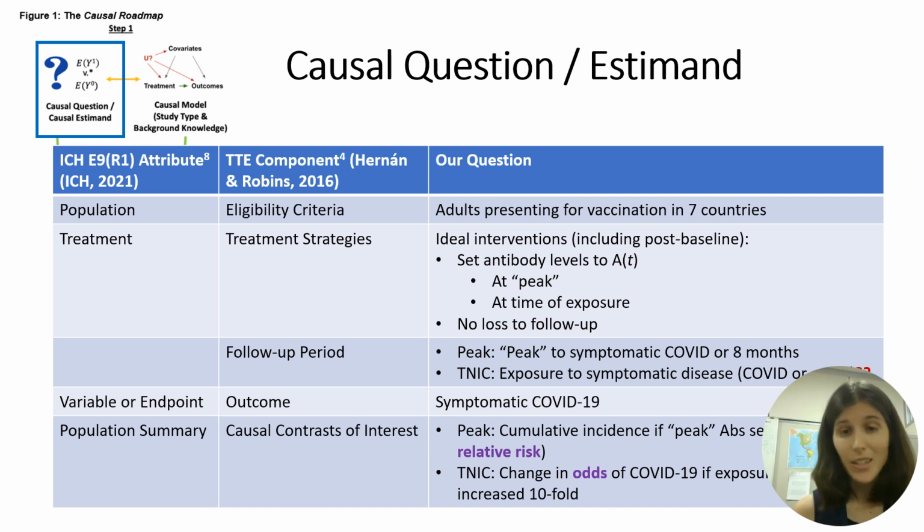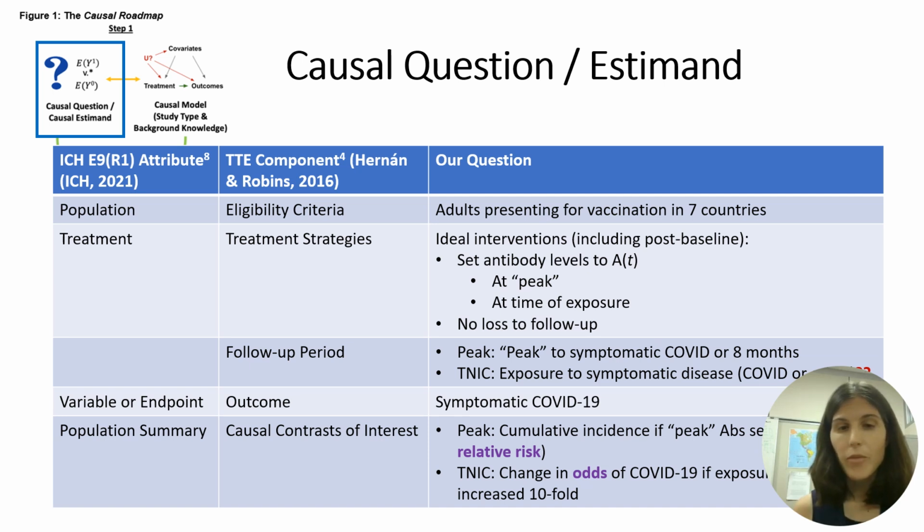So our ideal interventions here would be to set antibody levels to a certain level at either peak or at the time of exposure, and then also to prevent loss to follow-up after baseline. Remember, these are just ideal interventions we would like to implement if possible.